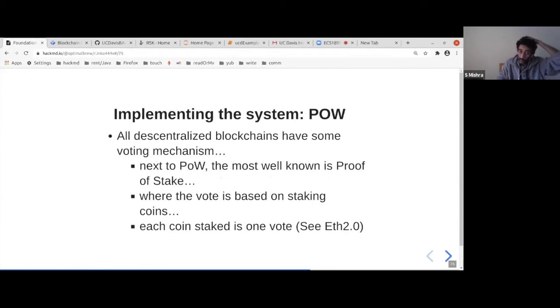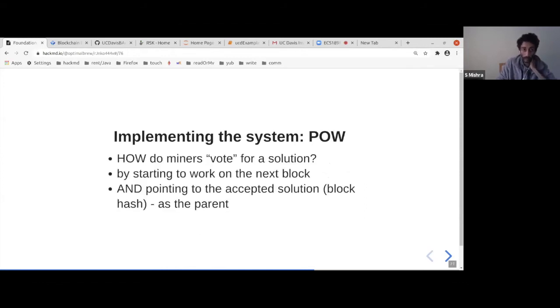Every blockchain system has some way of voting. Ethereum is moving to something called proof of stake, and we'll skip talking about that now because we don't really need to spend time on that. So the way miners vote for a solution is a valid block comes in, they check that it's valid, the fields match, the number of zeros is satisfactory, so they just move on to working on the next one and put a pointer to the one they have accepted.